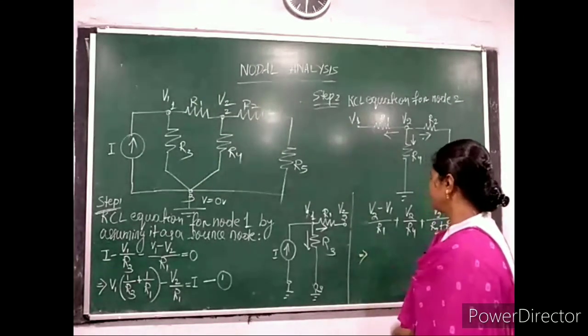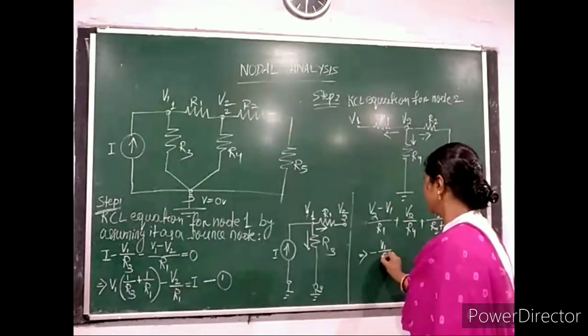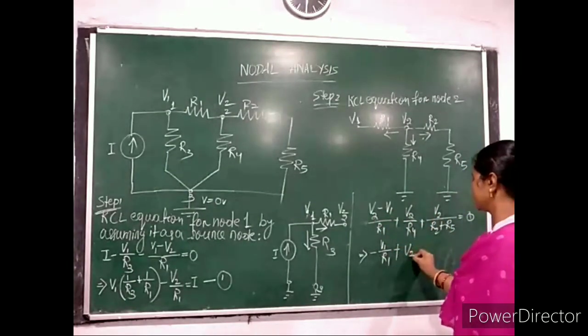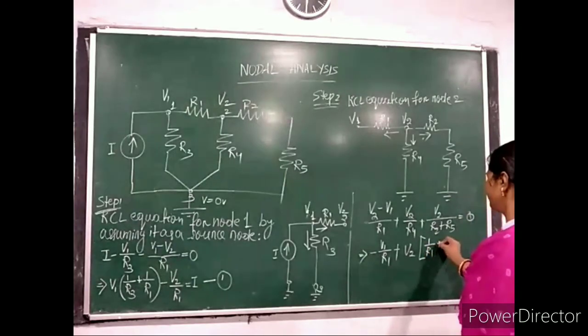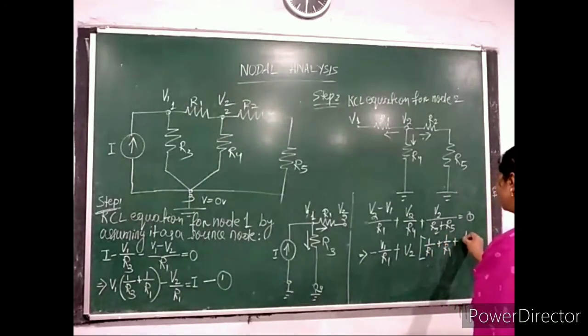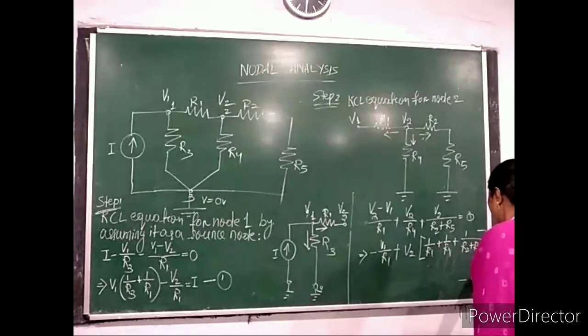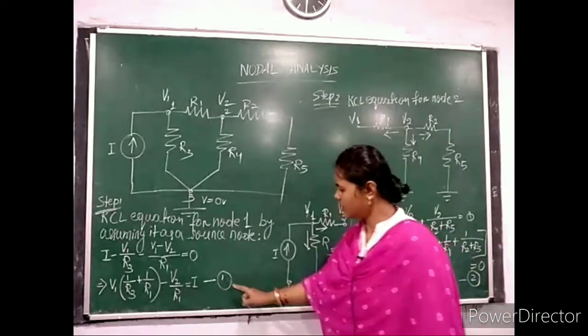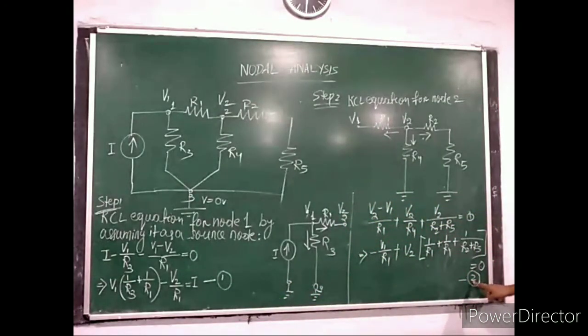So my rearranged equation is V1 by R1. I take V2 common from all these three terms: 1 by R1 plus 1 by R4 plus 1 by R2 plus R5 is equal to 0. Let this one be equation number 2. Next, finally I get the two nodal equations: equation number 1 for node 1, equation number 2 for node 2. These are called the nodal equations or KCL equations for node 1 and 2.